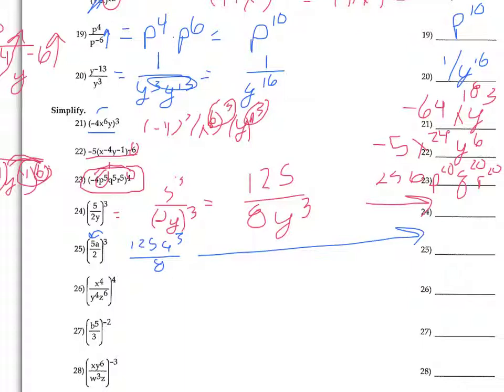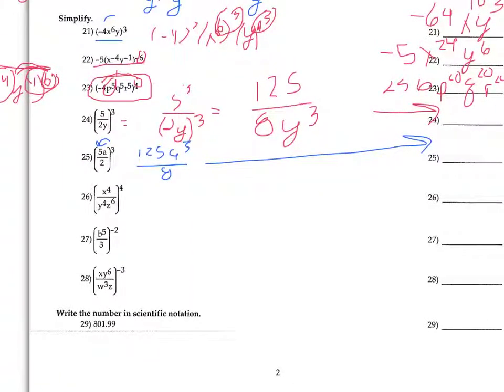Number 26, we're raising things to powers that are being raised to a power. So here, if we raise x to the 4th, when we're raising something to a power that's being raised to a power, we multiply, so that's going to be an x to the 16th. We also have to raise y to the 4th to the 4th. We multiply, that's a y to the 16th. And then we have to raise the z to the 6th to the 4th power. Multiplying again, that's a z to the 24th. So we get our x to the 16th, y to the 16th, and our z to the 24th.